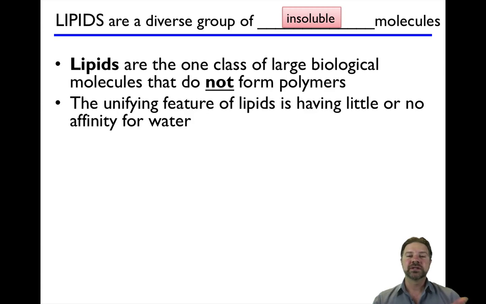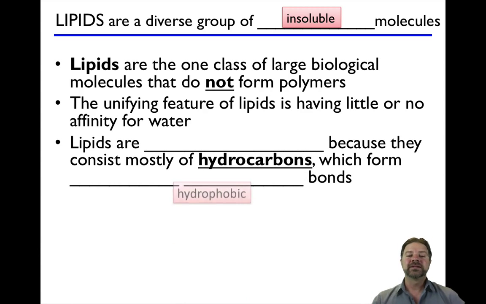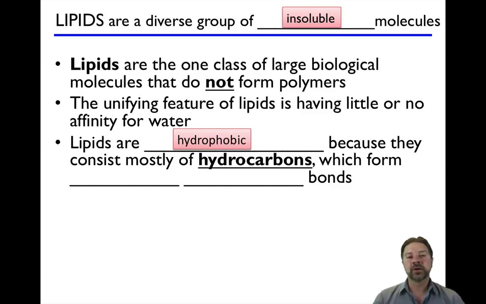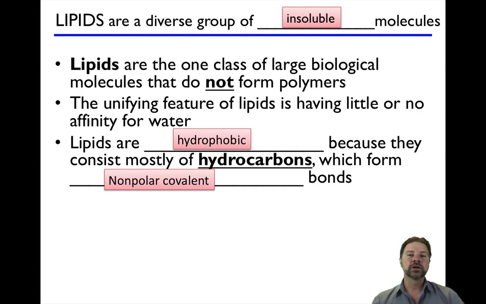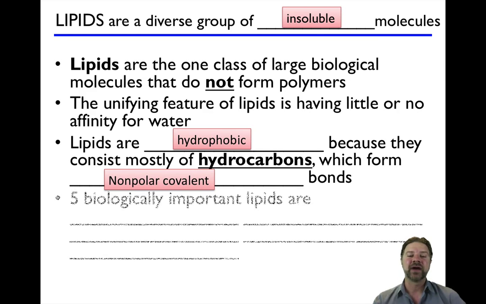The unifying feature, we just mentioned it, is that they do not dissolve in water, so that means they have little or no affinity for it. Lipids are hydrophobic. Now, let's break that word down. Hydro, again, we relate that to water. Phobic, we can relate to the word phobia, so they're water-fearing. If you have a phobia, you have a fear of something. Lipids don't like water very much. Why? Well, if you go back to our chemistry of biology talk, they consist mostly of hydrocarbons. And when you have a lot of carbon and a lot of hydrogen bonding together, what we form there is very nonpolar covalent bonds that don't get along well with water. So nonpolar covalent is going to be the character of the bonds that you find in the lipid family.